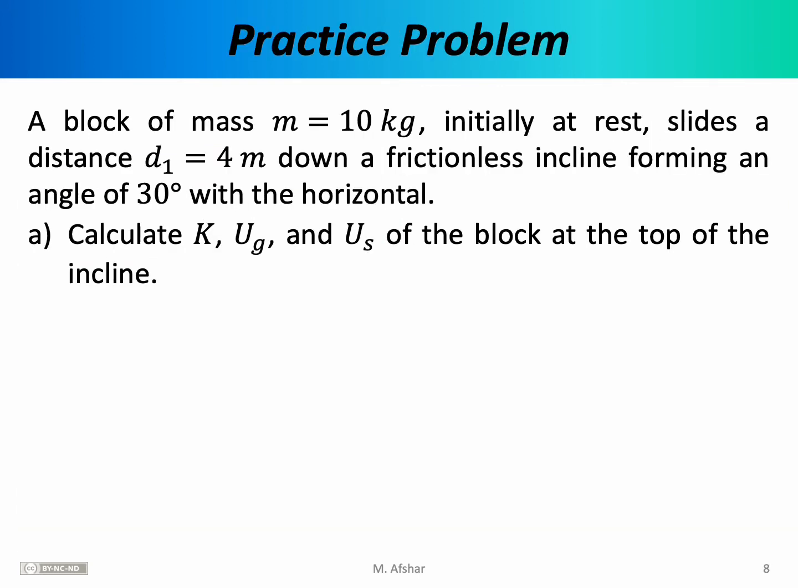Let's finish this lecture with a rather lengthy practice problem. A block of mass 10 kilograms initially at rest slides a distance of 4 meters down a frictionless incline forming an angle of 30 degrees with a horizontal. Calculate the kinetic energy, gravitational potential energy, and spring potential energy of the block at the top of the incline.